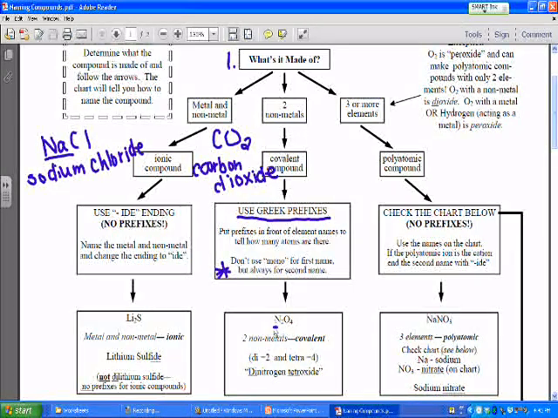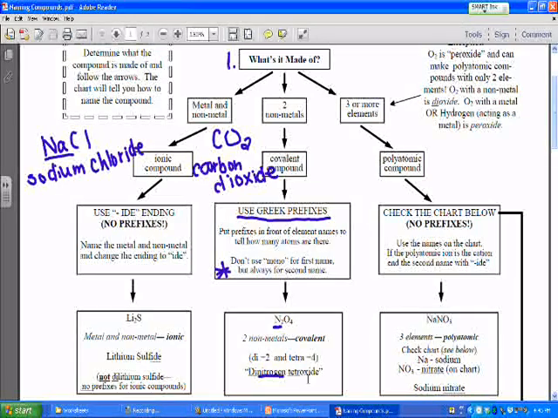The first nonmetal, as you can see, is nitrogen. So it stays the same, just like it is on the periodic table, except since it's covalent, we have to tell how many atoms are in it. So we say dinitrogen because there are 2 nitrogen. Now, oxygen, which is the second nonmetal, is named oxide, and there are 4 oxygens, so we say tetroxide. So this name is dinitrogen tetroxide.